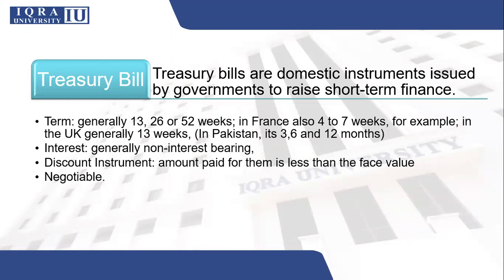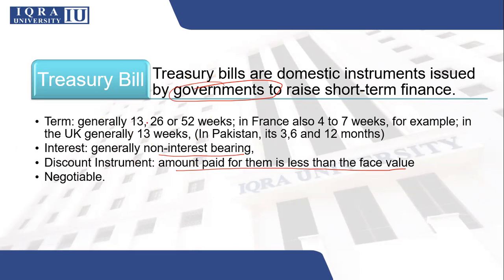Now moving ahead to Treasury bills. Treasury bills are domestic instruments issued by governments to raise short-term finance. Basically, Treasury bills are also discount instruments, which means that they are generally non-interest bearing and the amount paid for them is less than the face value. Like commercial paper, this is similar, but the difference is that these are issued by the governments. And they are also negotiable, which means you can sell them to anybody else in the market as well.